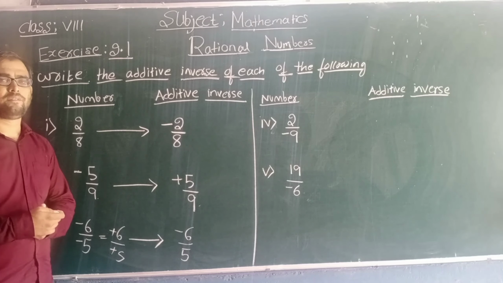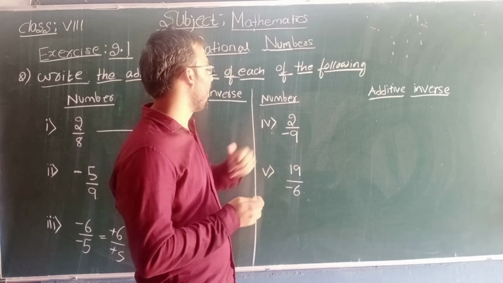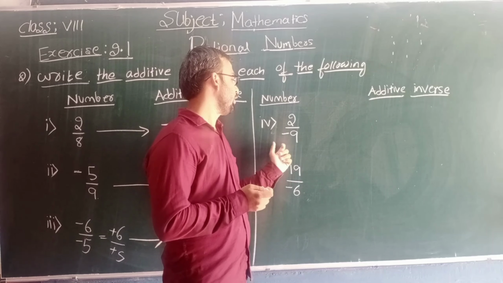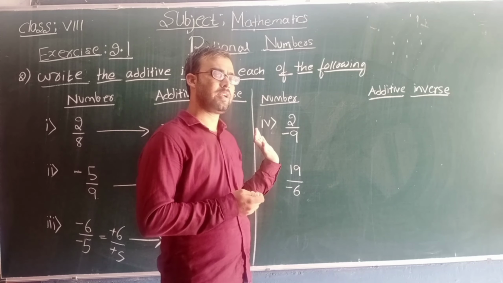Now look at the fourth question, students. What they have given? 2 by minus 9. This is negative or positive? Negative, no? This is a negative.